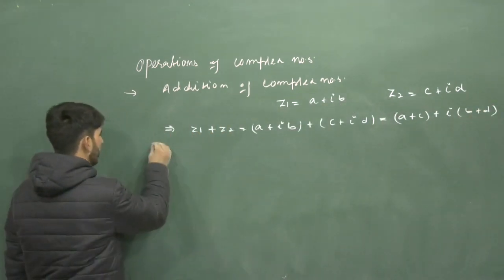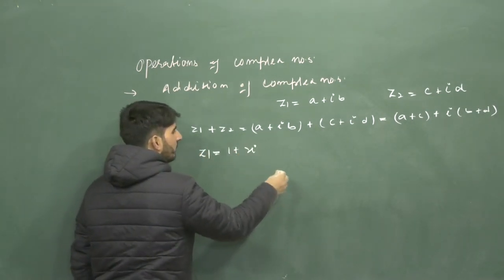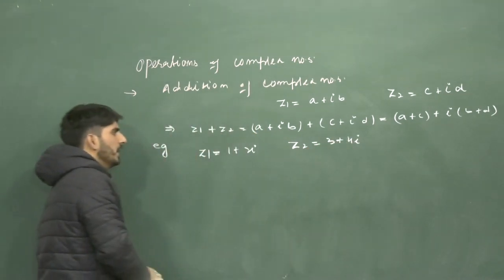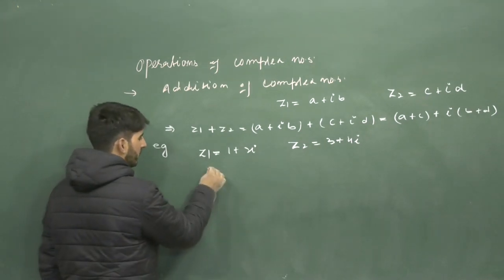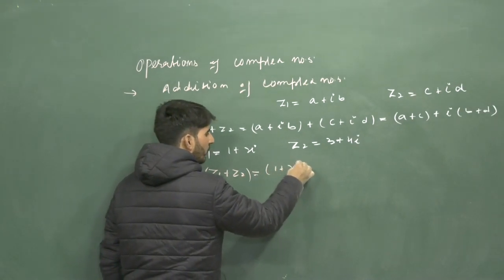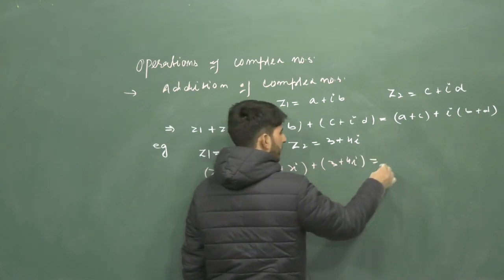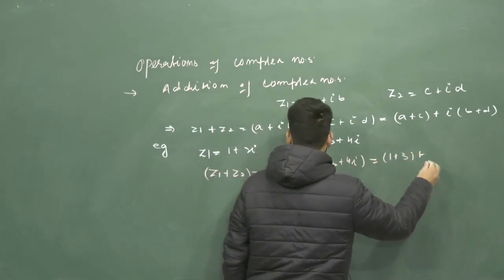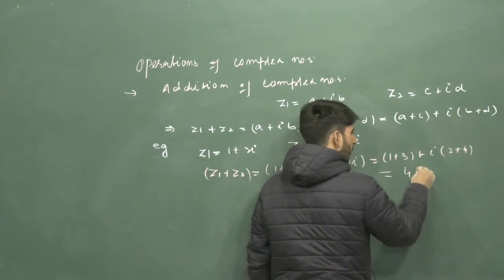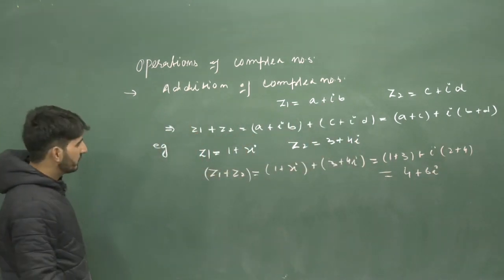For example, if we have a complex number z1 is equal to 1 plus 2 iota and z2 is equal to 3 plus 4 iota, you have to add these two complex numbers. So z1 plus z2 is equal to 1 plus 2 iota plus 3 plus 4 iota, which is 1 plus 3 plus iota times 2 plus 4, which is equal to 4 plus 6 iota. So this is the addition of two complex numbers.